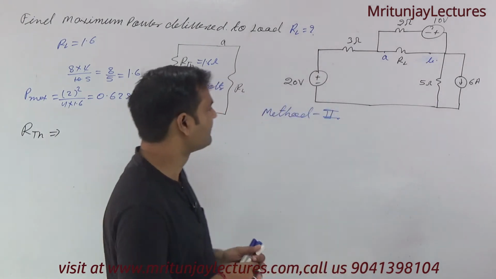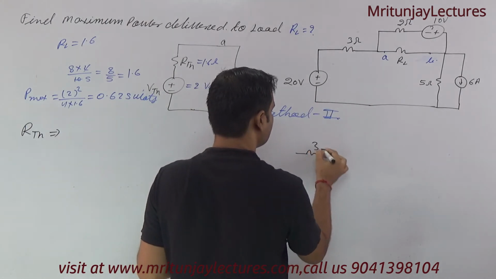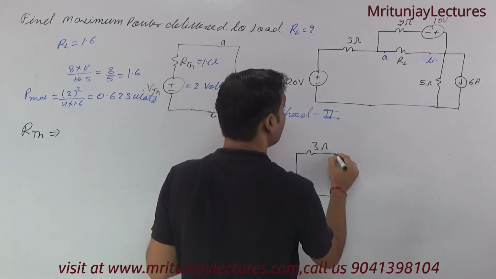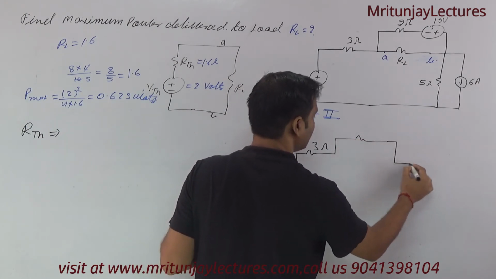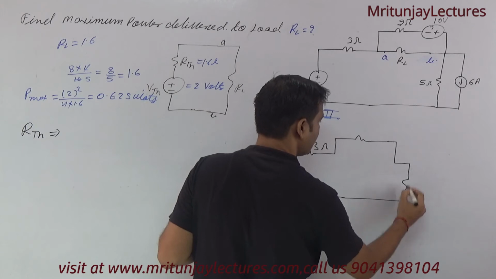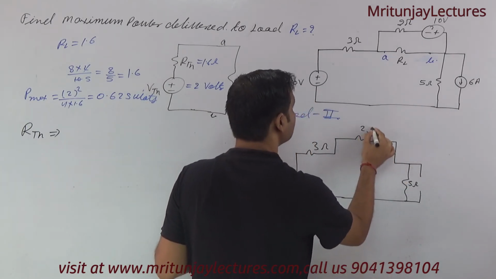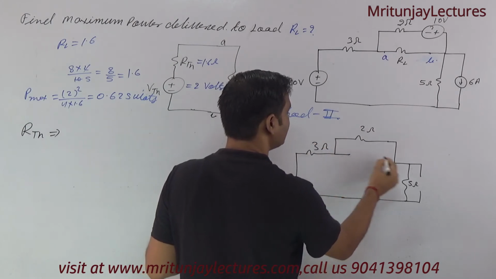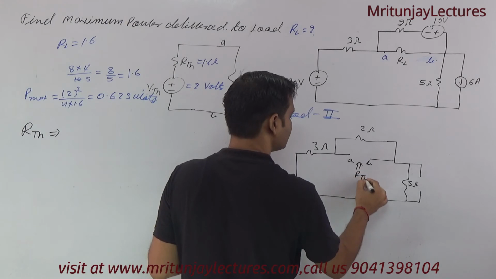Clear or not? So this one is short circuited, that's why 3 ohm, and this one short, and this one is 2 ohm and 10 volt again short, and that is 5 ohm, and this is open, that is 5 ohm, that is 2 ohm, that is 3 ohm. Our motto is to determine RTH across AB.